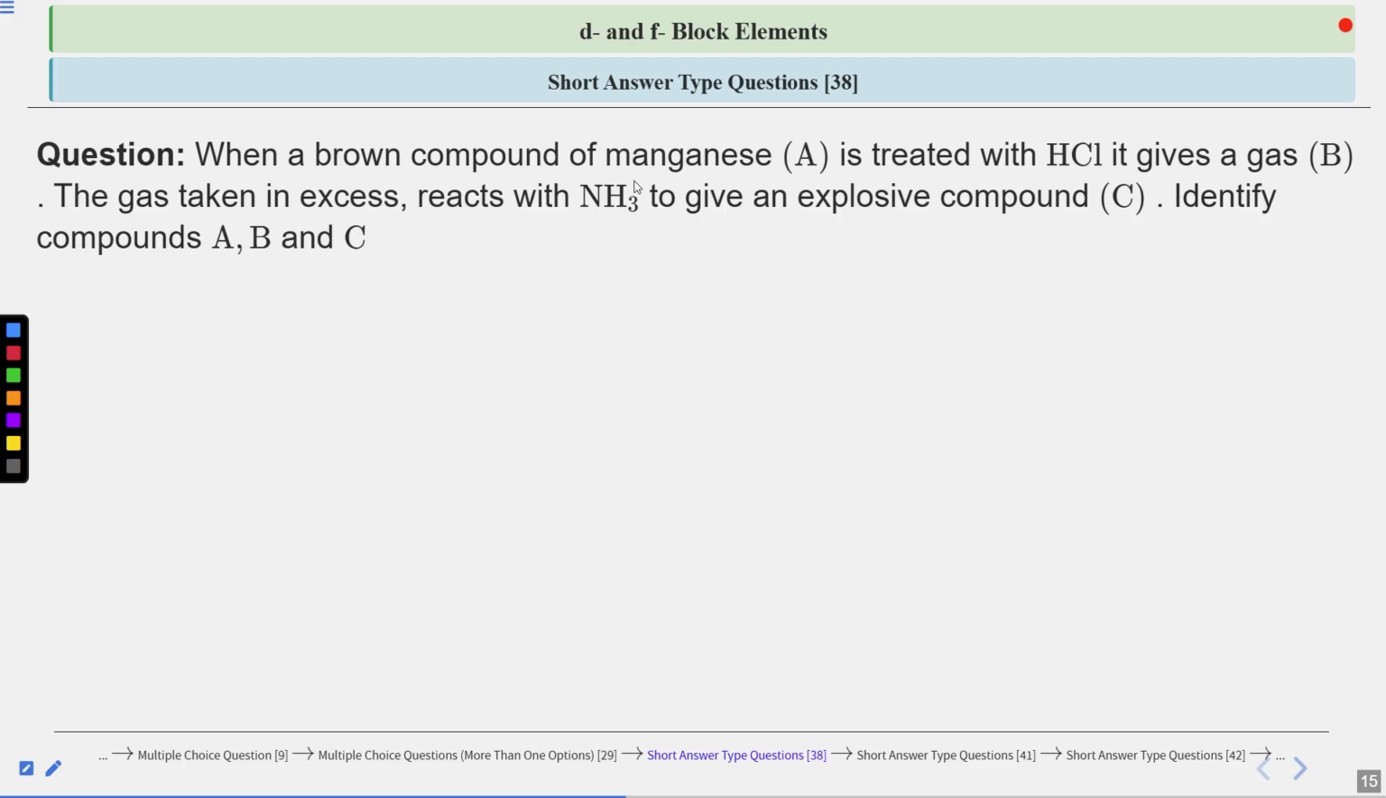A is a brown compound of manganese, and when it reacts with HCl, it will give a gas. That gas is B. And when you take the gas in excess and react it with ammonia, you will get an explosive compound, which is going to be C. So you have to identify what A, B, and C are. You are given some time, try to solve this, and then we will see the correct answer.